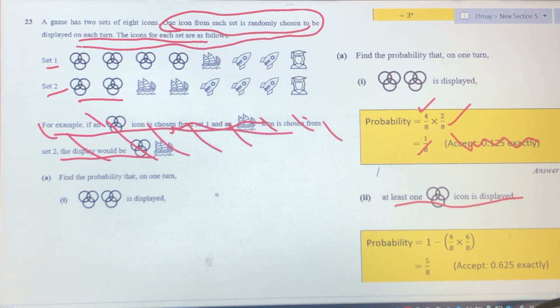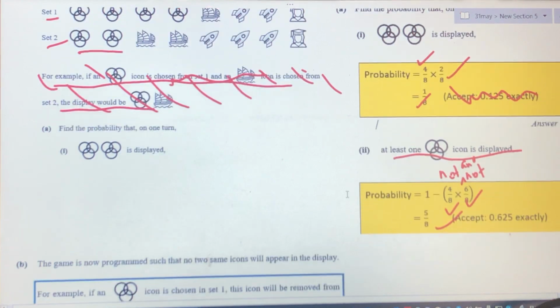Now at least one. Now this 'at least' is always like that. You find not this icon and not this icon. Not and not. So not the first icon is 4 out of 8, right? Not the second icon is 6 out of 8, right? Then you go and minus from 1. That's all. Okay? Those who don't understand why like that, please PM me. I will prove it to you why like that, because we have proven it last time before already.